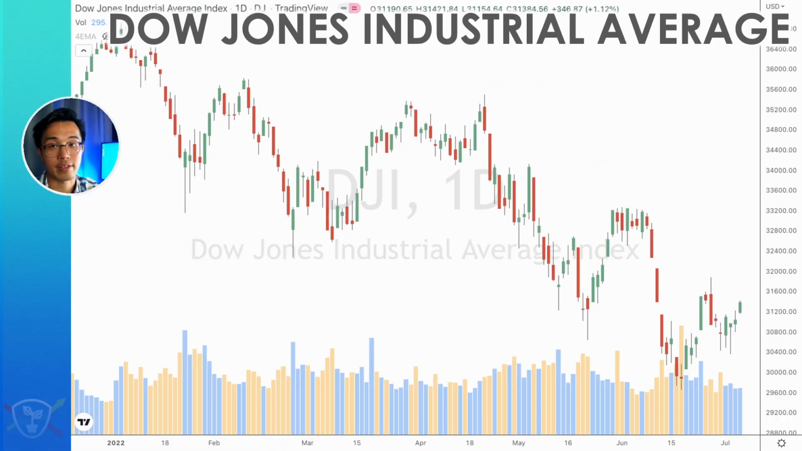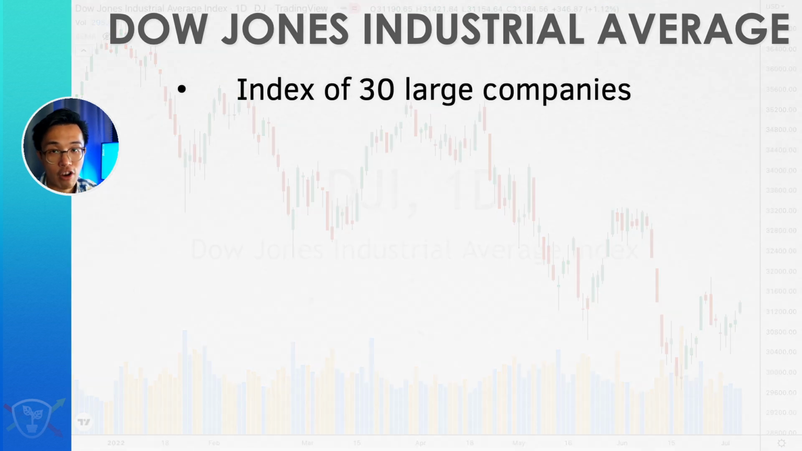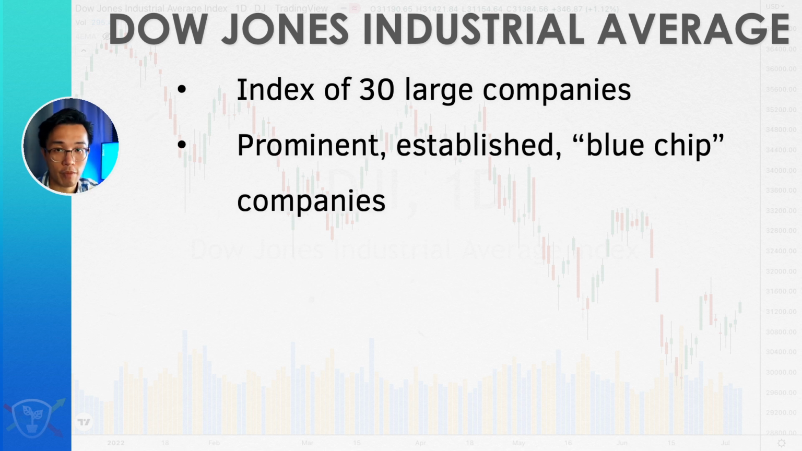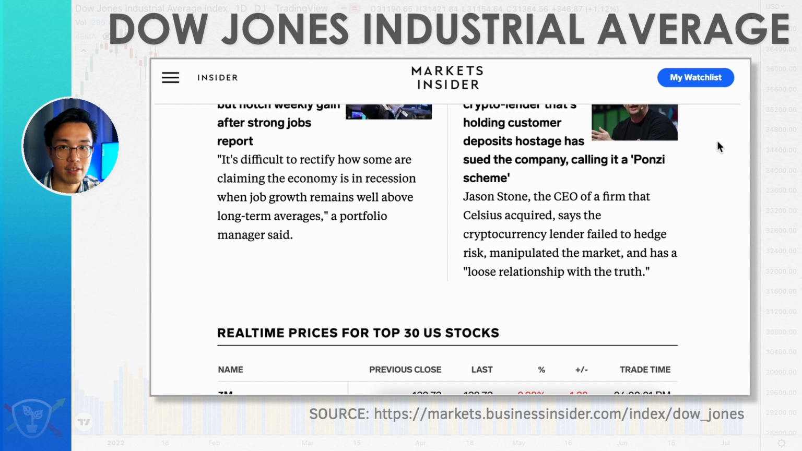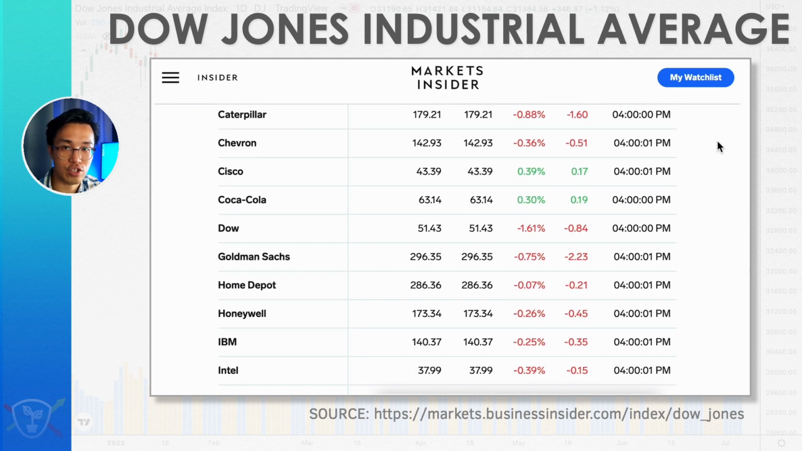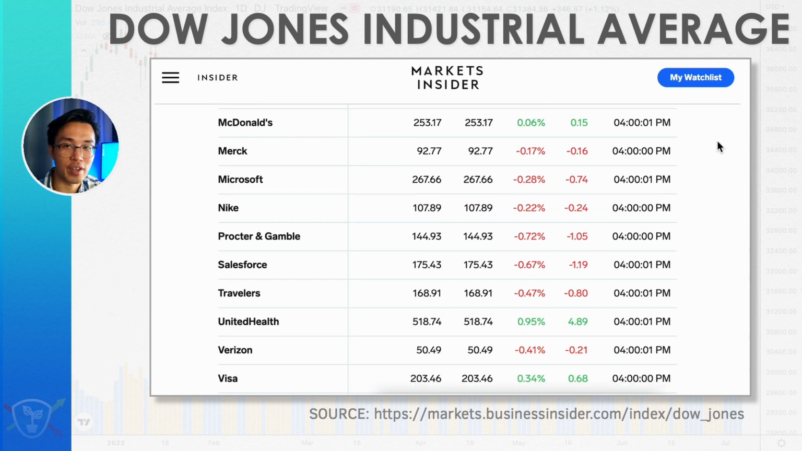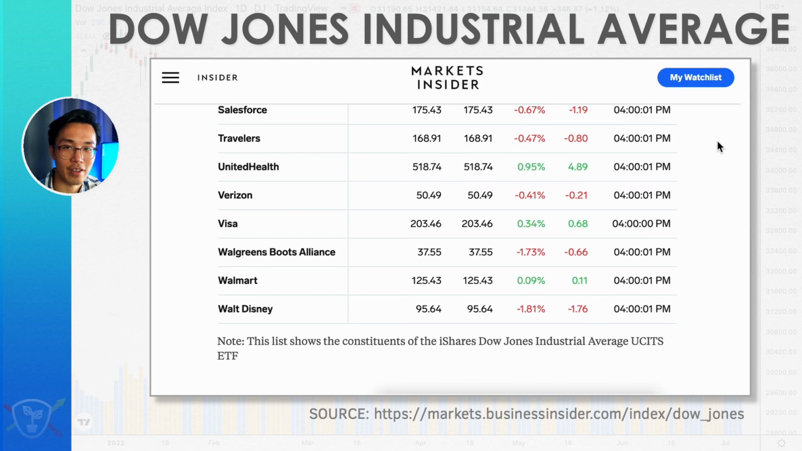The third index is the Dow Jones Industrial Average. This index is made up of 30 large companies that are listed in the US market, and they tend to be very well-established companies that have strong financials and good market share in their respective domains. Now, if you're looking for ideas for good, strong companies to invest in, the Dow Jones Industrial Average might be a good place for you to start looking.